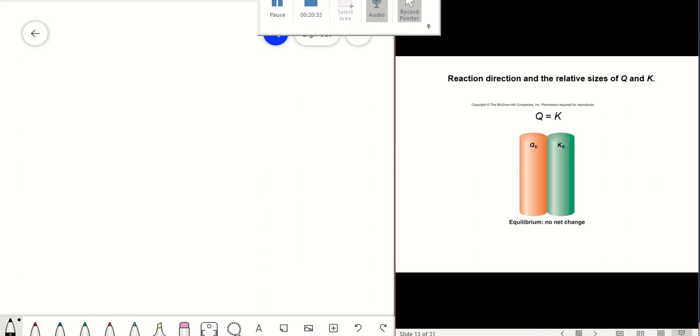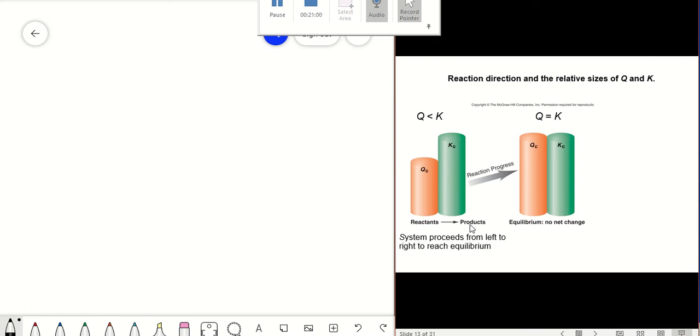So if in a given scenario Q is less than K, the aim of the reaction is for Q to become equal to K. So if Q is less than K, what will the reaction do? The reaction will move towards a situation where K is equal to Q, meaning the reactants are going to get converted into products. In this case, the system will proceed from left to right, or we can also say that the system is going to proceed from reactants to products. So more and more reactants are going to be converted into products until Q becomes equal to K. Now, if it's a reverse situation, meaning Q is greater than K.